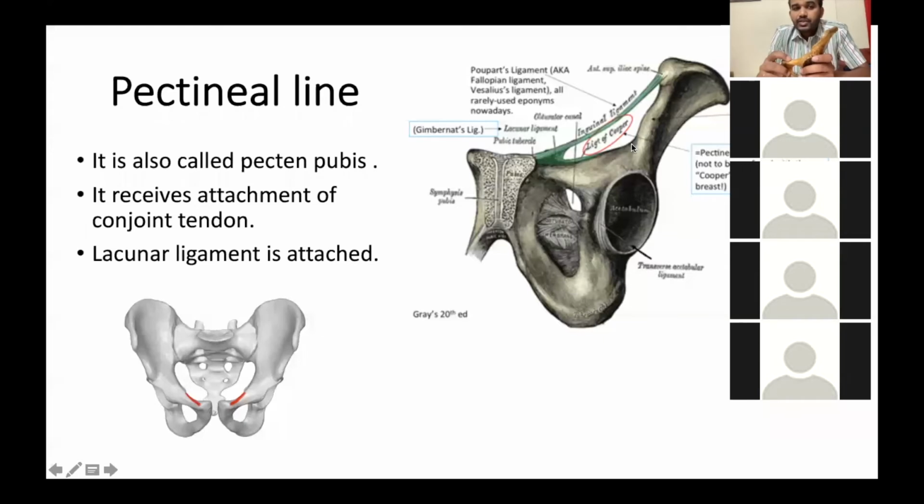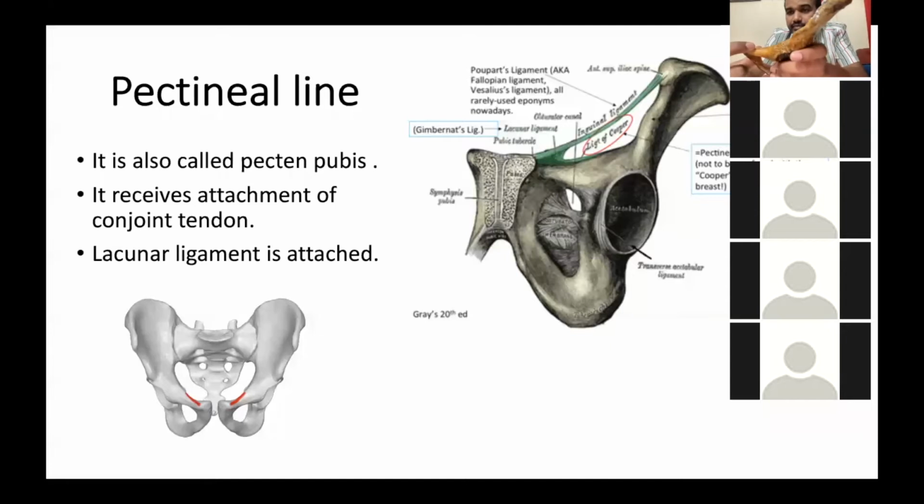Is it clear, everybody? So the pectineal line is a prominent border on the superior ramus of the pubis, also called the pecten pubis. It gives attachment to the conjoint tendon, the lacunar ligament, and the pectineal ligament. And not only that, it also gives attachment to a muscle, psoas minor, not major. All these things are related to this line, which is called the pectineal line. Is it clear, everybody?